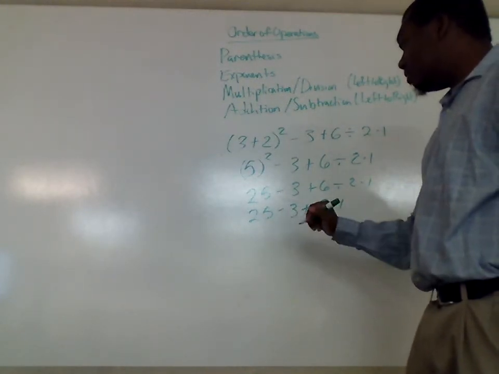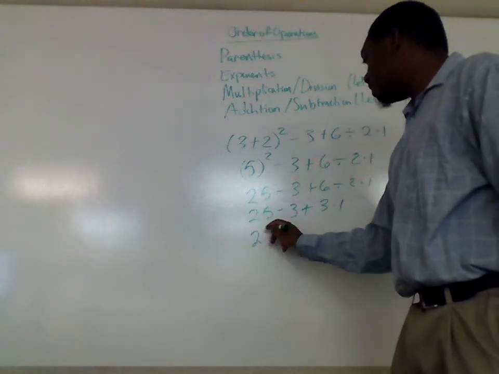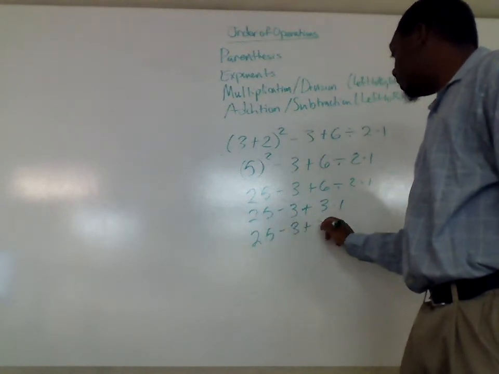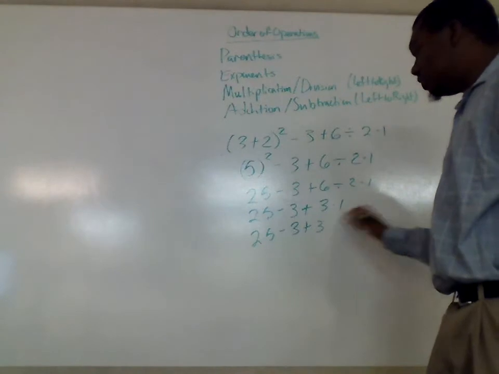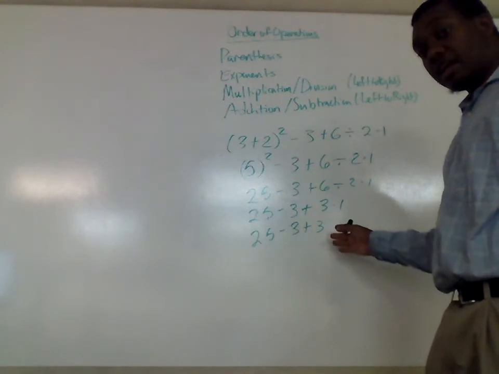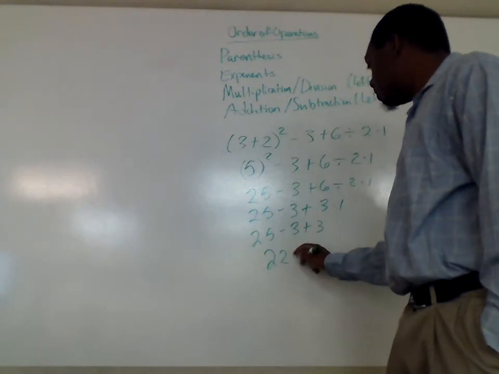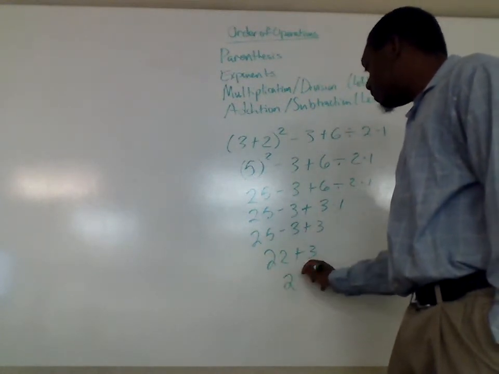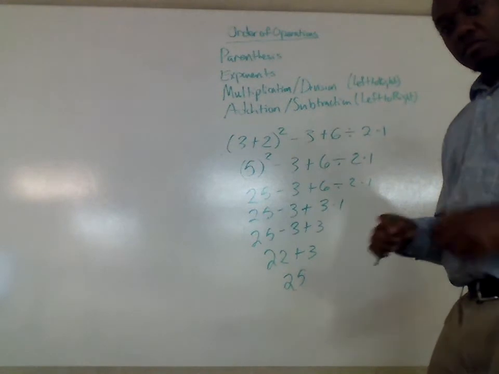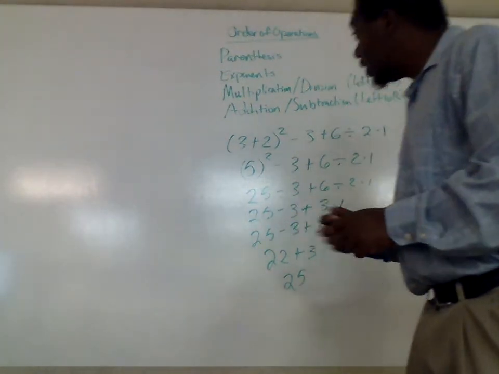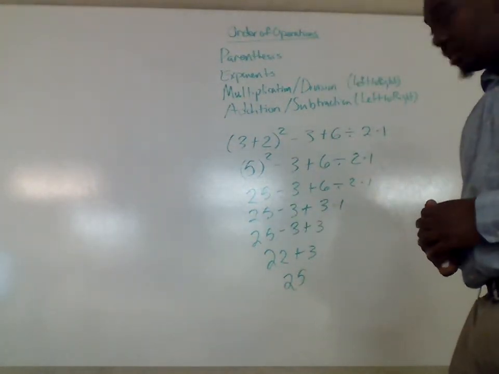Multiplication is going to still come before that subtraction. So we get 25 minus 3 plus 3. Subtraction comes before the addition, going from left to right here. So 25 minus 3 will give us 22 plus 3. And we end up with 25 as our answer. All right. So that's order of operations.